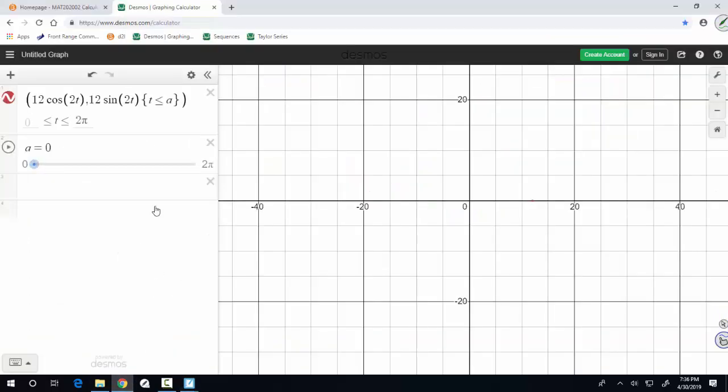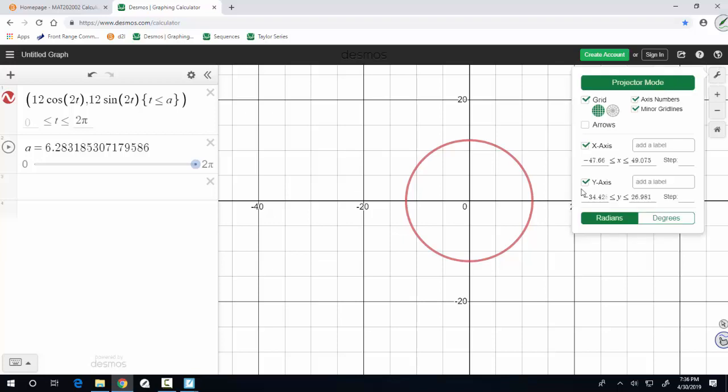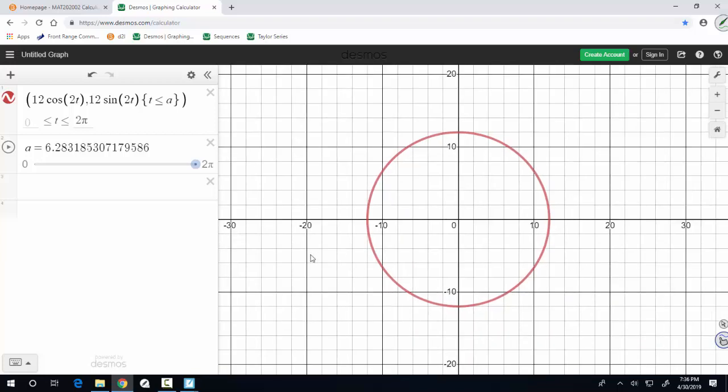Let's see if we get that. There's our circle being generated counterclockwise. See right at 3.14, we've got a whole circle. And then as we continue, we don't see it, but we are tracing the other circle. We have 2 circles there. Any questions?